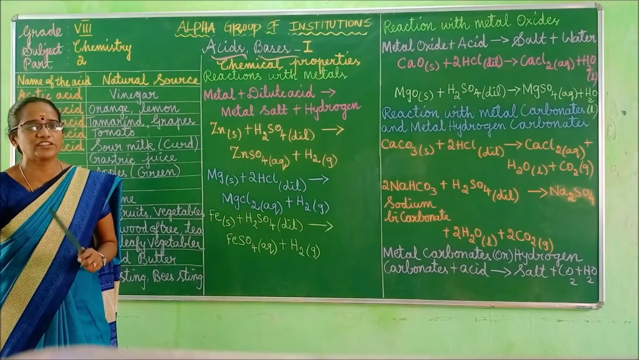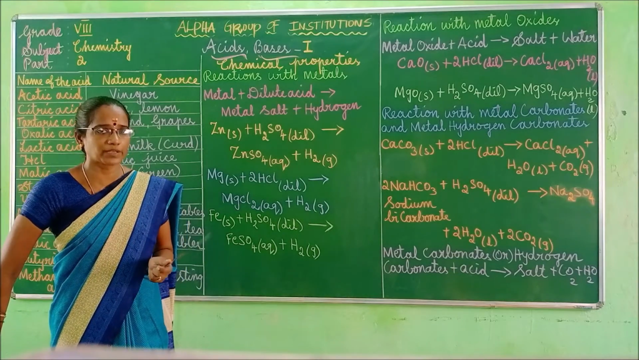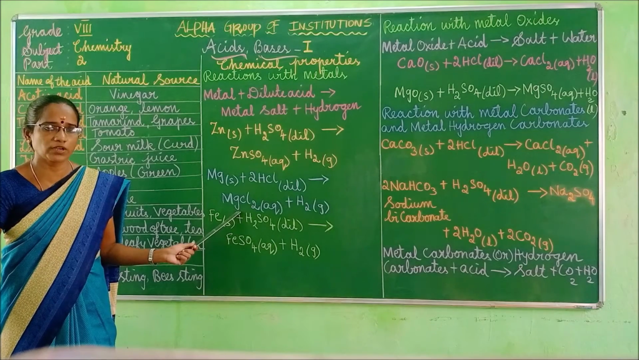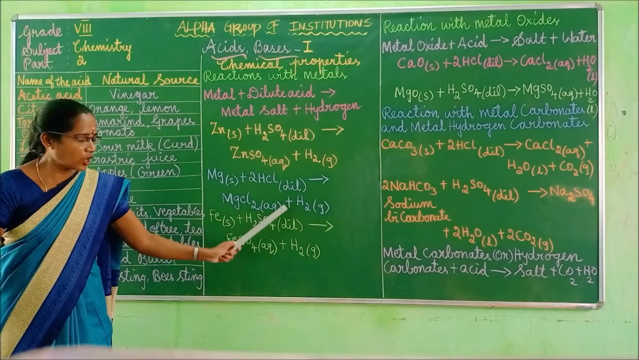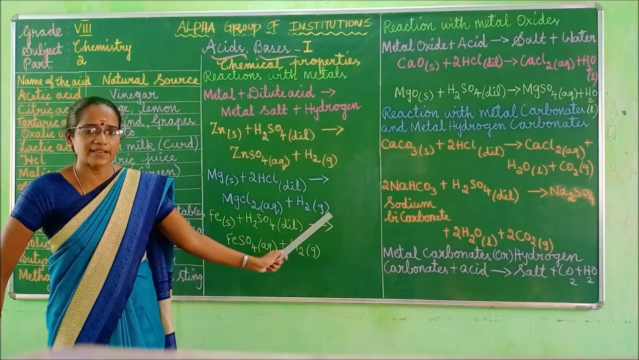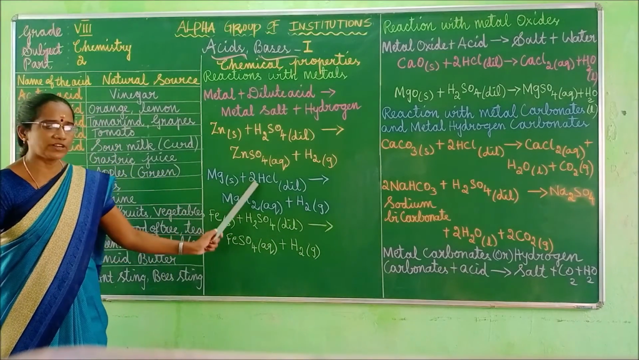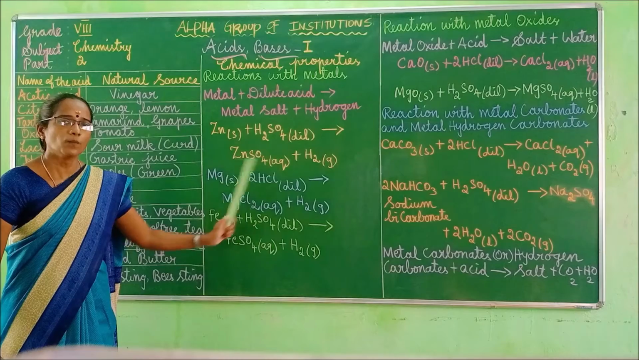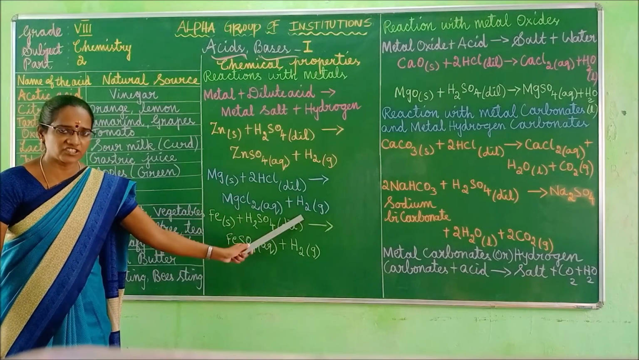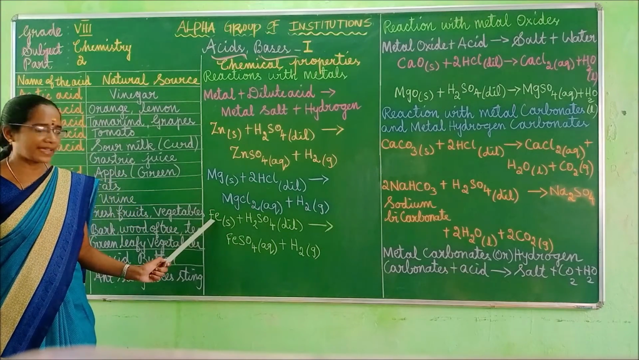Always write the first letter in uppercase, capital M, and the second letter in small letter, small g: Mg. Along with that, which gas is released? Hydrogen. Hydrogen is a gas, so inside the bracket you put g. So when magnesium reacts with hydrochloric acid, both combine to form the salt magnesium chloride, and hydrogen gas is released. Got it?